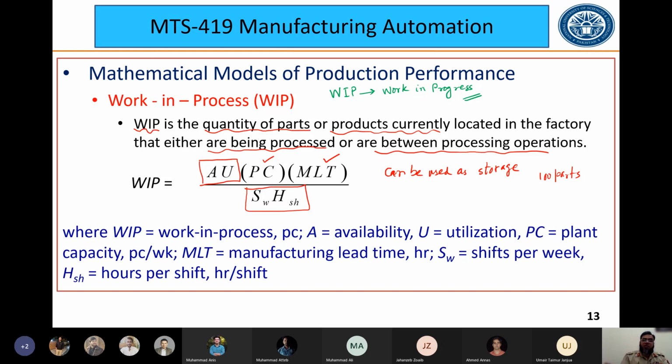और कोई भी जो भी आपका वर्क इन प्रोसेस आपके पास होगा, यू वुड एग्जैक्टली नो कि मेरे इस वक्त कितने पार्ट्स जो है वो प्रोसेस में. एंड वन मोर थिंग, सम फैक्ट्रीज डू नॉट हैव अ स्टोरेज. सो वो क्या करते हैं, दे यूज द वर्क इन प्रोसेस एज अ स्टोरेज ऑल्सो.